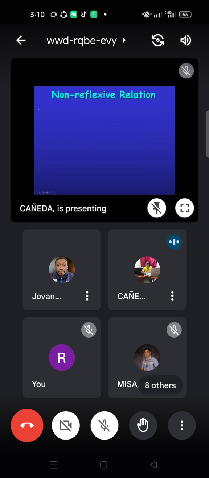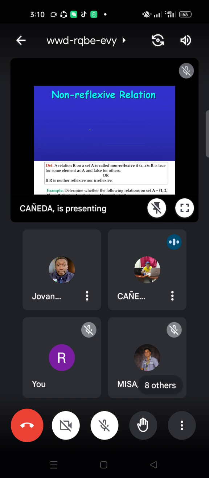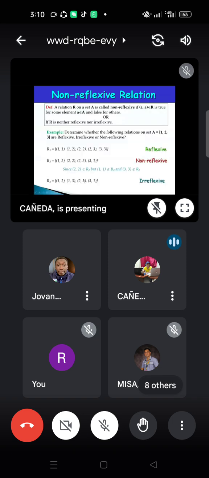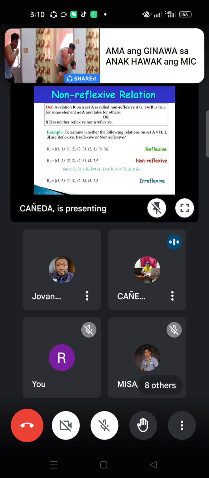So we have another type of relation, the non-reflexive. So we have reflexive, irreflexive, and non-reflexive. A relation R on a set A is called non-reflexive if an ordered pair A, A belongs to R is true for some element A belongs to A and false for the others. So that is non-reflexive.